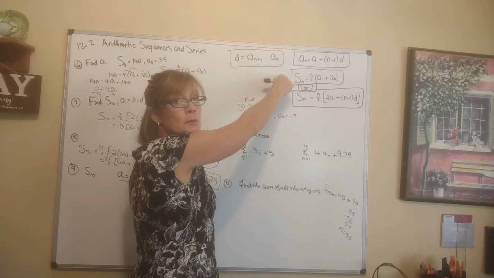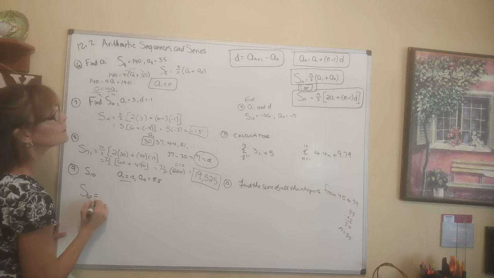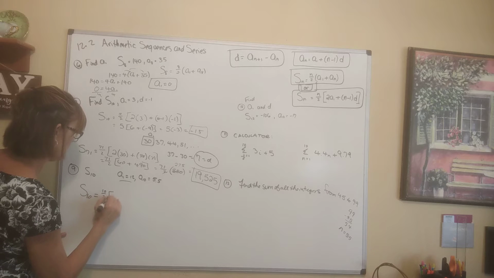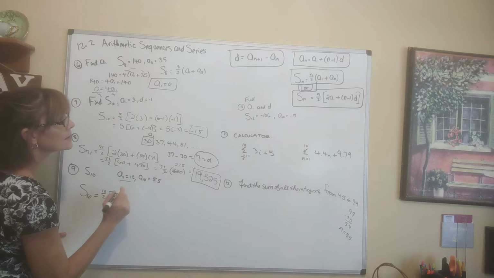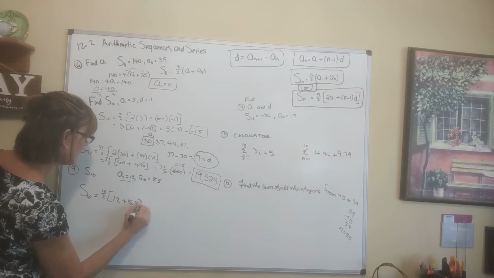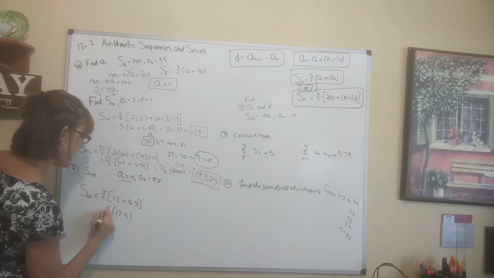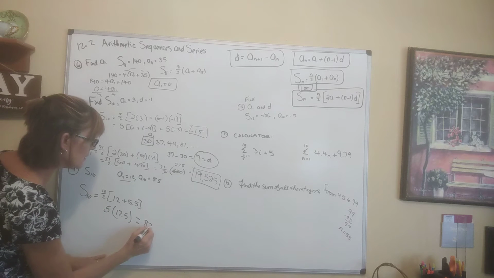I'm going to use this formula. That's an easy one. So S sub 10 is equal to N over 2, 10 over 2, times A sub 1, which is 12, plus A sub N, or A sub 10, plus 5.5. This is going to be 17.5 times 5, and you can multiply that together, and you get 87.5. Okay, that's number 9.